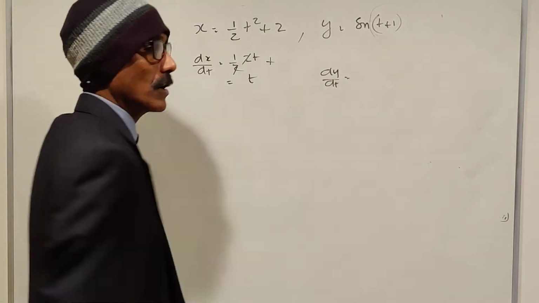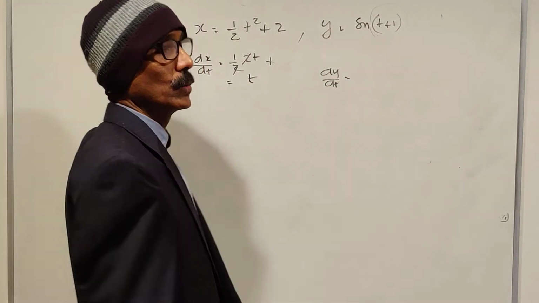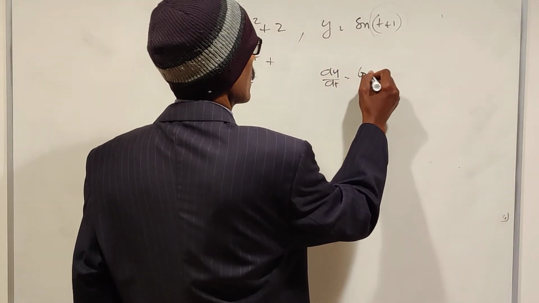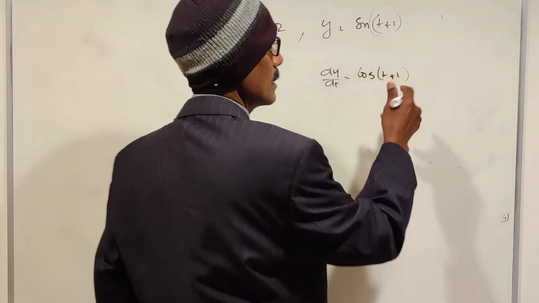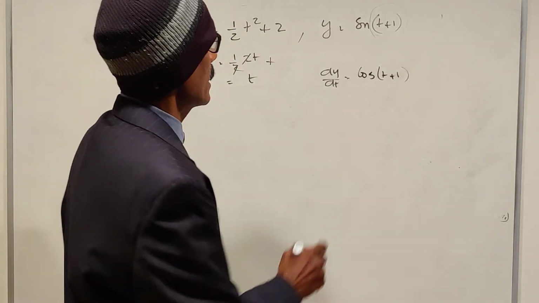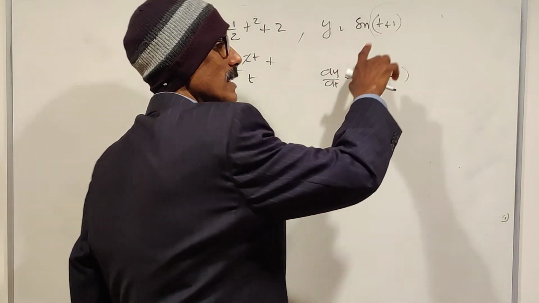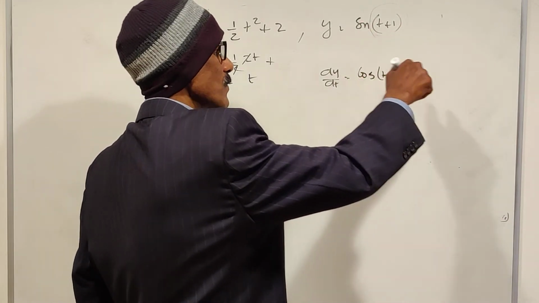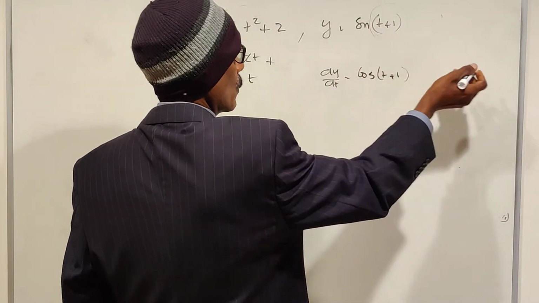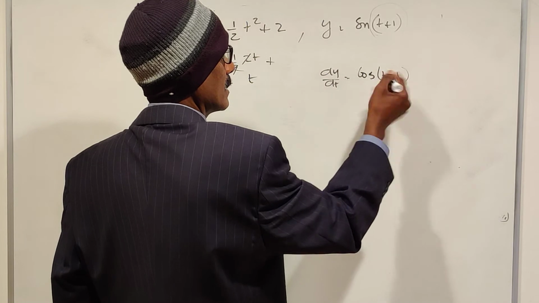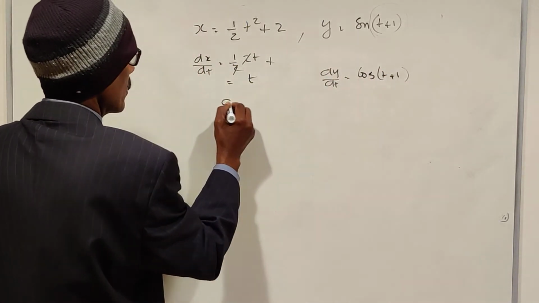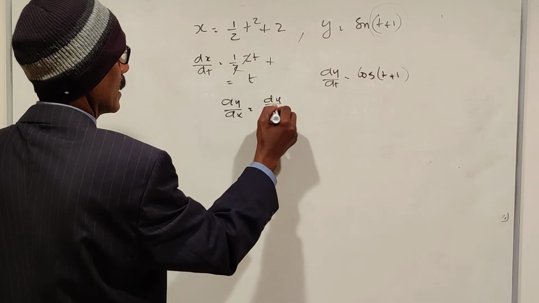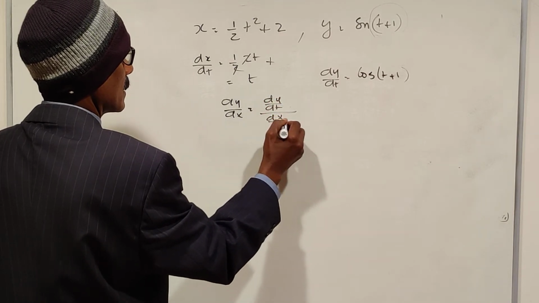What is the derivative of sine u? The derivative of sine u is cos u. Here, cos of (t plus 1). Whatever it is, you need to write that. Then differentiate t plus 1 by the chain rule. The derivative of t plus 1 is 1 plus 0. You don't need to write that. Just leave it. So dy by dx equals dy by dt divided by dx by dt.